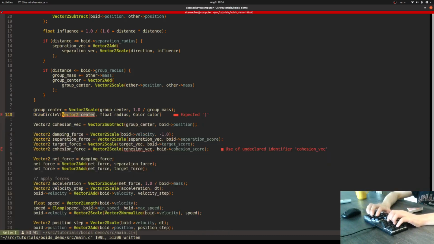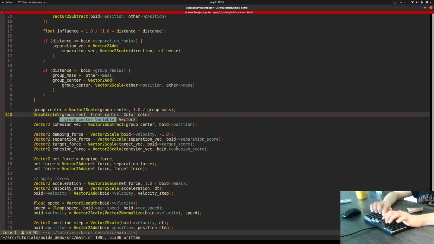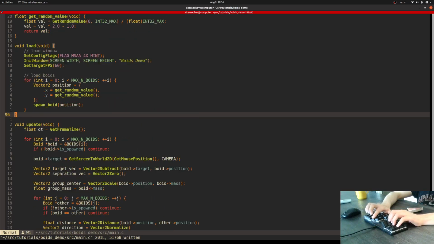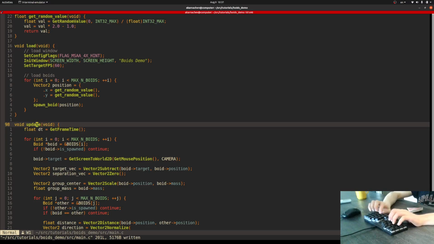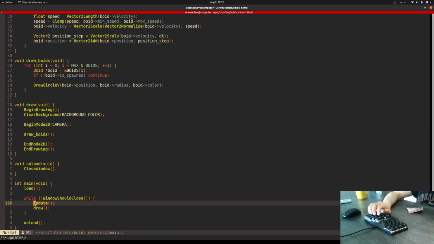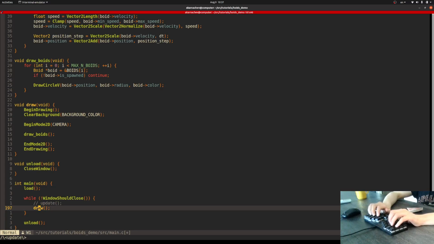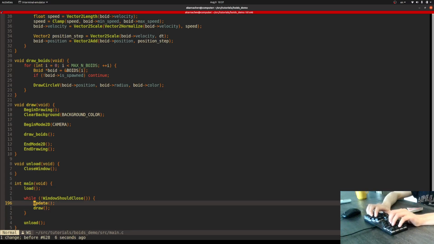Draw circle V, group center with radius 1 and color red. Maybe I should, for now I should put update function. Well, how can I do this? Maybe I should put it inside the draw. You know what?